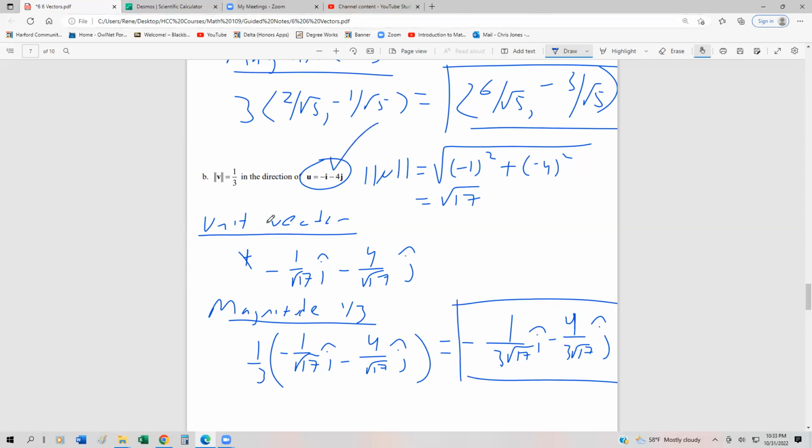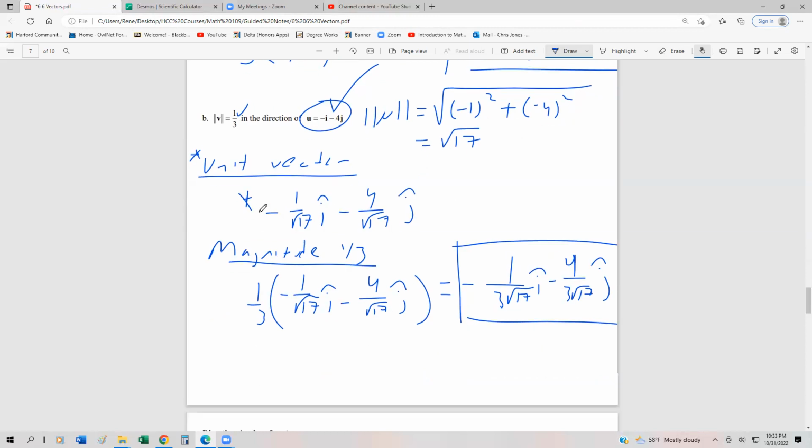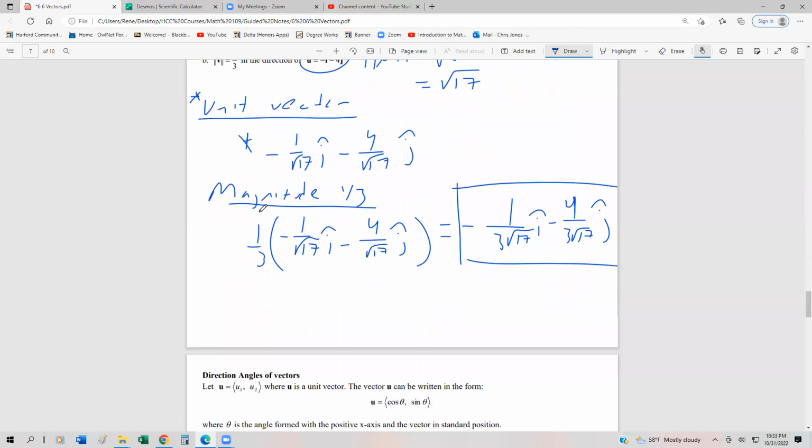So you always have to find the unit vector first. Once you find that, you can multiply by the scalar, because initially it has magnitude 1, and whenever you multiply by the scalar, it either shrinks or stretches. In our next video, we're going to take a look at direction angles.